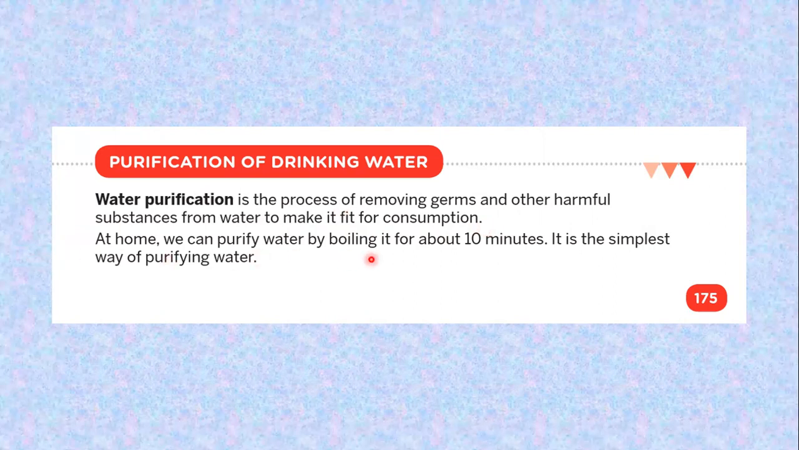At home, we can purify water by boiling it for about 10 minutes. It is the simplest way of purifying water. You take a pan full of water, put it on the gas for boiling. First, you get bubbles on the side. After the bubbles, it becomes what we call a rolling boil. Basically, when the water starts moving around, that is called a rolling boil.